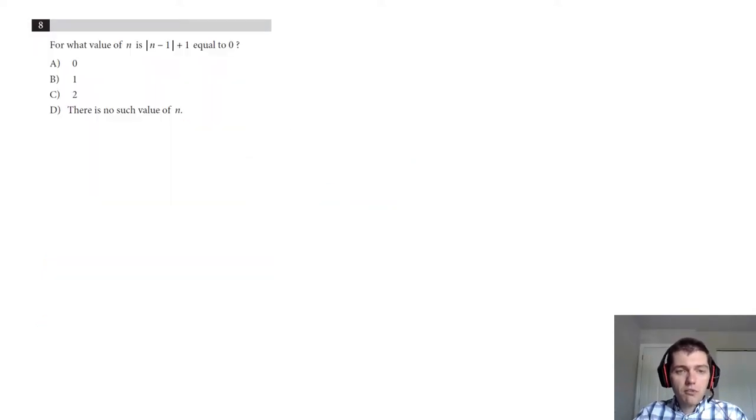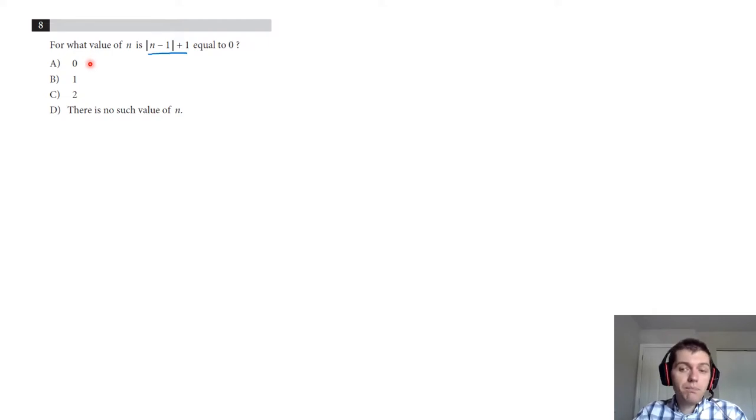Problem number 8, they're looking for what value can you plug in for n in this expression to make the expression equal to 0. What they're really looking for here is for you to say, okay, inside of this absolute, there's no way for this to be negative, and you have a plus 1, so it's not possible for this to equal 0, and the answer is D.